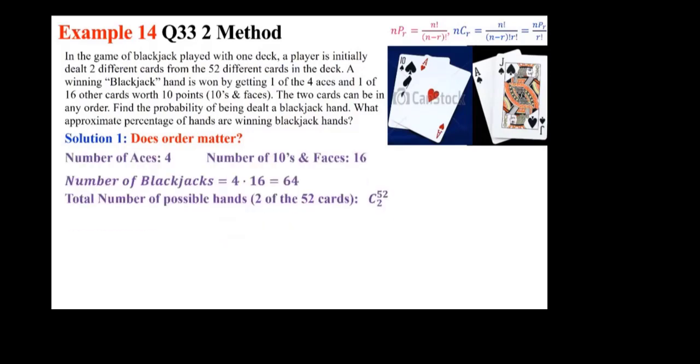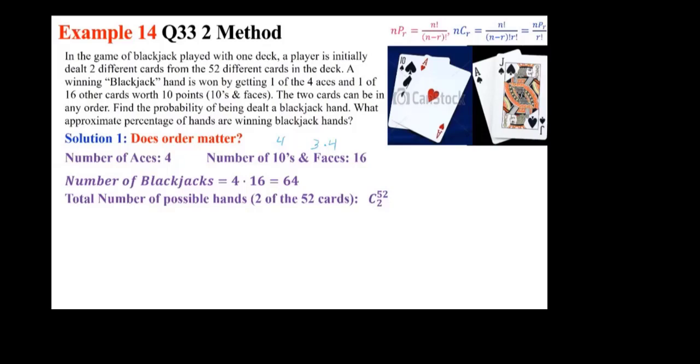So I want to make sure everybody understands how we arrive at these numbers. Okay. So again, number of aces is 4. Number of tens is 4. Number of faces, there are 3 types of faces: Jack, Queen, and King. There are 3 types, 4 suits. We have 12 plus 4, 16.